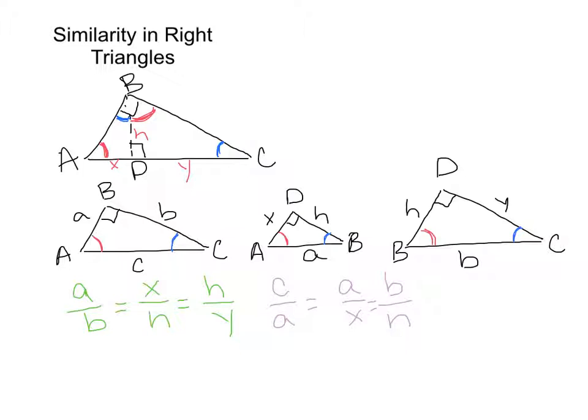Now there's one last set that I can look at. Let's see, I used A over B. I used C over A, so we're going to need to use B and C. So let's say we had B over C. If we're looking at our other triangles, that would be equivalent to H over A, which would be equivalent to Y over B. We can use these ratios to help us find missing pieces in these right triangles, these similar right triangles.